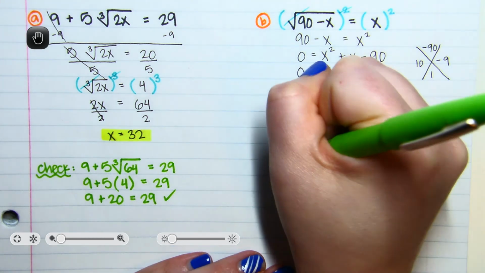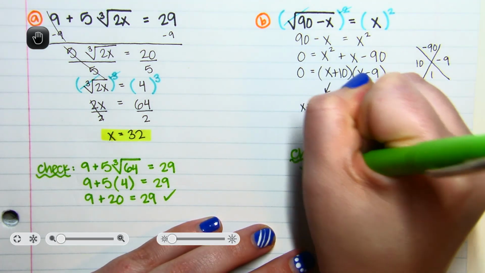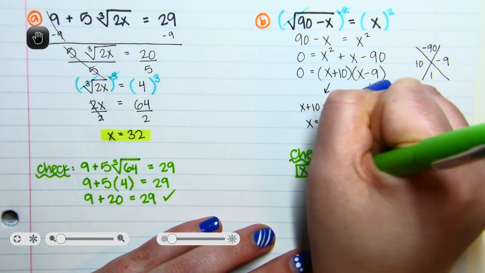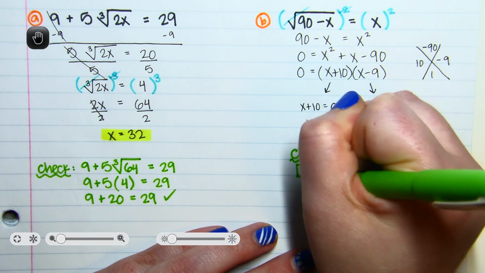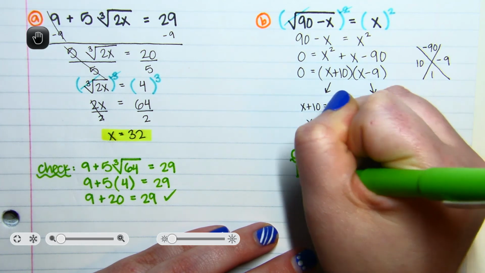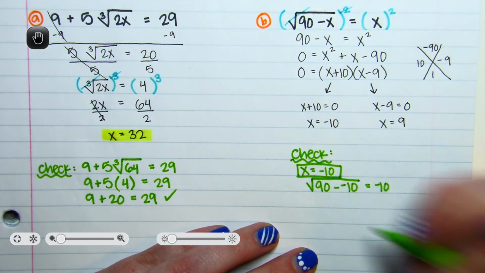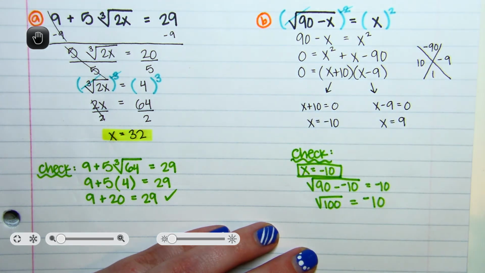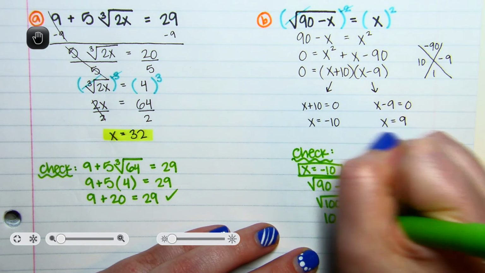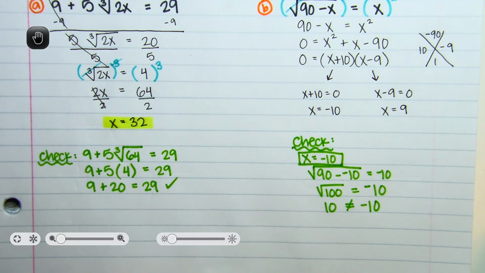All right, now because I'm checking two different ones, I'm going to label them just so I know which one is which. So x equals negative 10, I'm going to do that one first. So I'm going to have the square root of 90 minus negative 10 equals negative 10. So this will be the square root of 100 equals negative 10. So 10, that does not equal negative 10, which means negative 10 is not going to be a solution that works.